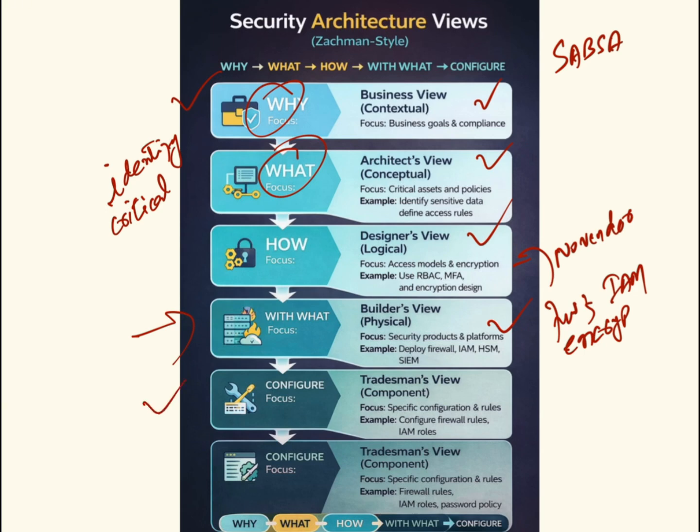The next one is tradesman view. Tradesman view: how exactly is it configured? Now we are at that layer where we discuss the configuration part. Configure firewalls and deploy endpoint security, firewall rules, IAM role configuration, endpoint hardening, encryption, key lengths. Right. So this is the configuration part.